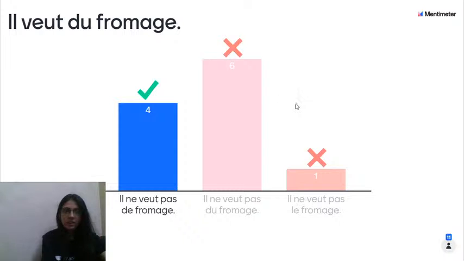Okay. Il ne veut pas de fromage. 11 people answered. That's what we discussed in the PPT: du is the partitive article, so it changes to de in the negative form. The 6 people who voted for du fromage did not change the article in the negative sentence. The 4 people, 36%, who voted correctly chose il ne veut pas de fromage, because the partitive article du changes to de in the negative form. Très bien, very good. Now we move to the next question.